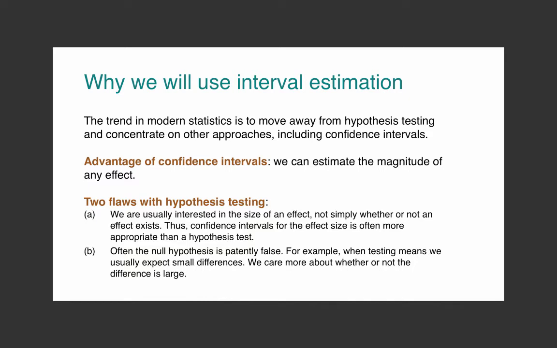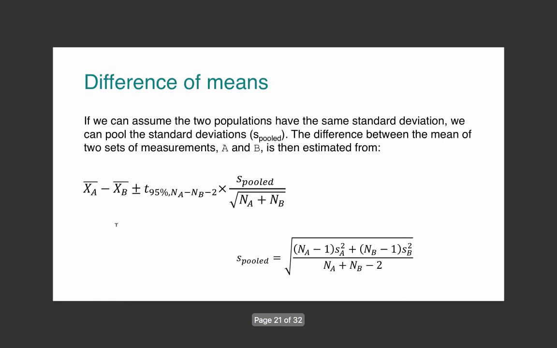Often the null hypothesis is patently false. For example, when testing means we usually expect small differences, and we care more about whether or not the difference is large. Okay, so if we have two different populations and we want to see whether the means are different or the same, this is the difference of means. If we can assume the two populations have the same standard deviation, which is an assumption, of course, we can pool the standard deviations into this S pooled.